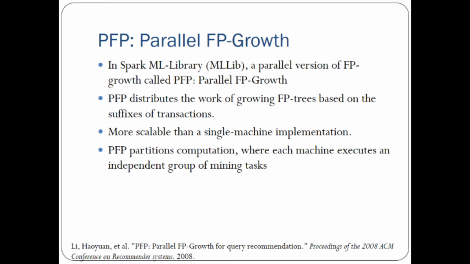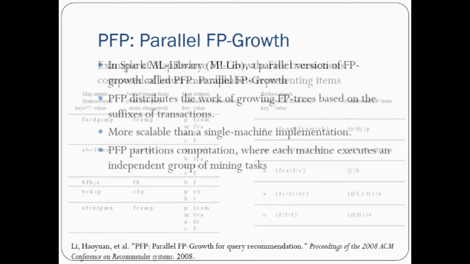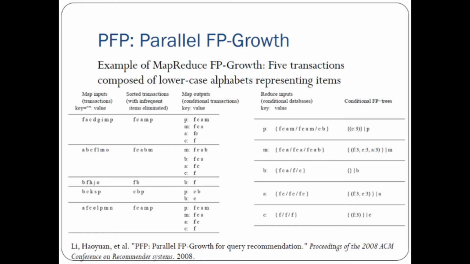Then FP growth partitioning and computation was there, where you execute each machine with an independent set of group mining. It means you form groups of the data set and do independent mining for those groups. And then in the end, you merge those results. This was parallel partitioning and computation analysis by FP growth. This was the example of MapReduce used for parallel FP growth.